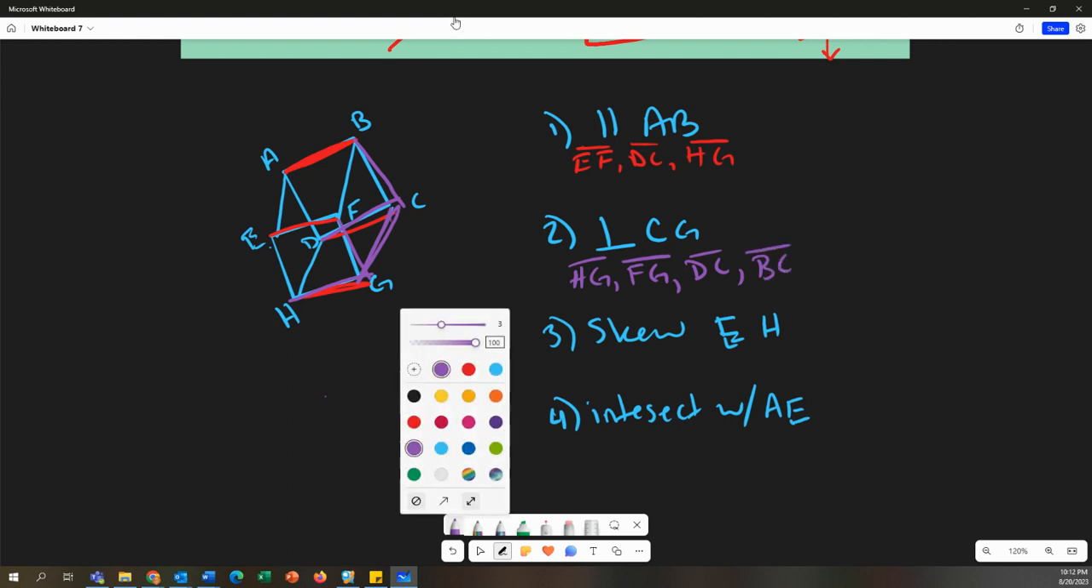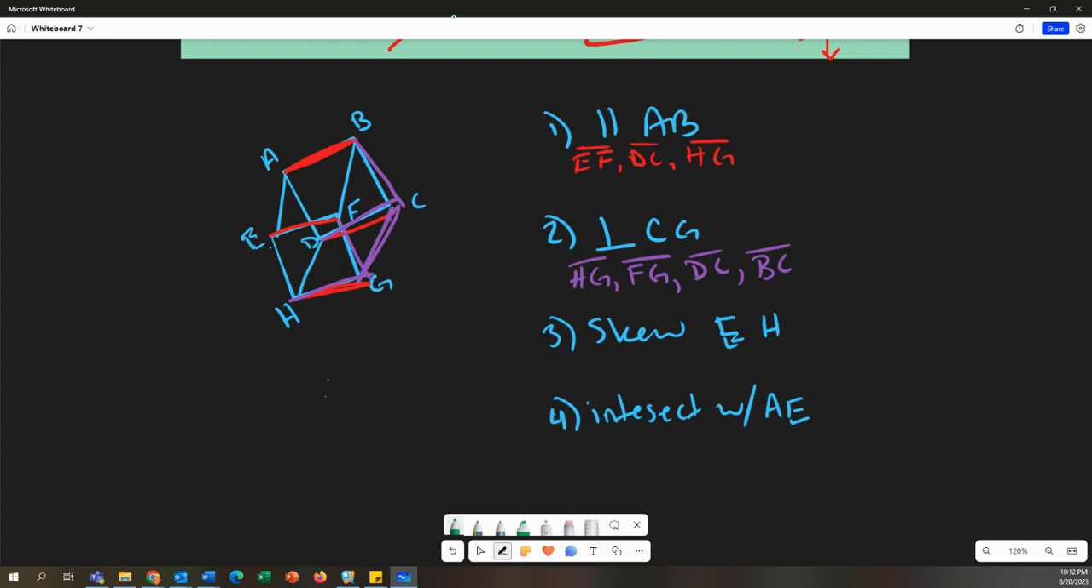Okay, skew to EH. So EH is right here. Skew means a different plane, and it also has to move in a different direction. So not BC. BC would move in the same direction. So we could do BF. We could do CG. We could do AB. We could do DC, because all of those are moving in different directions and are in different planes.